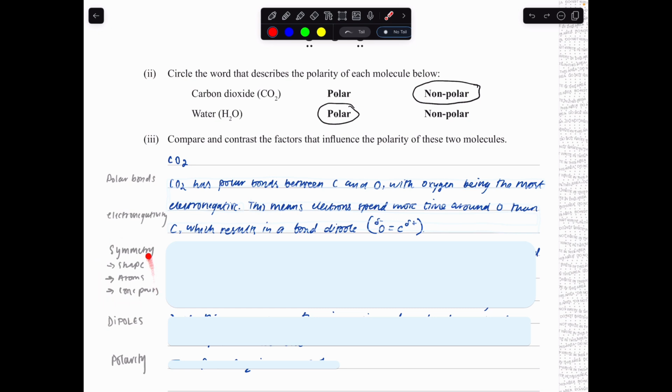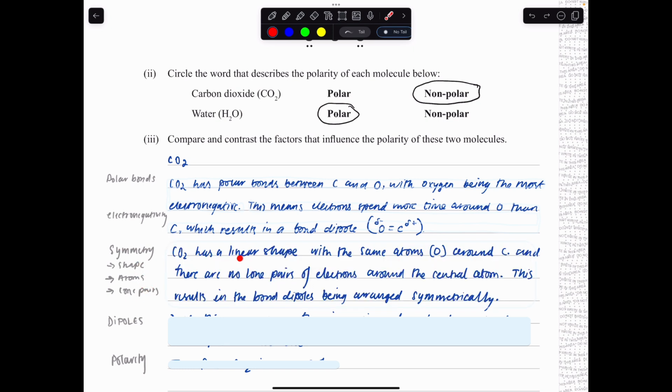Then I want to talk about the symmetry. So symmetry takes into account these three things. CO2 has a linear shape with the same atoms around the carbon atom. Okay. There are no lone pairs of electrons around the central atom. This results in the bond dipoles being arranged symmetrically. Okay.